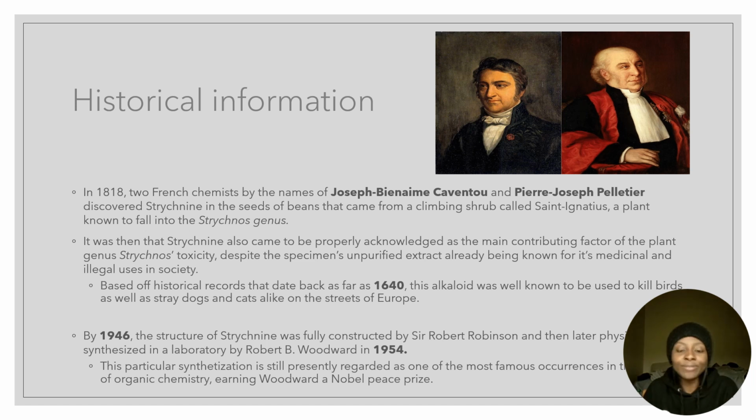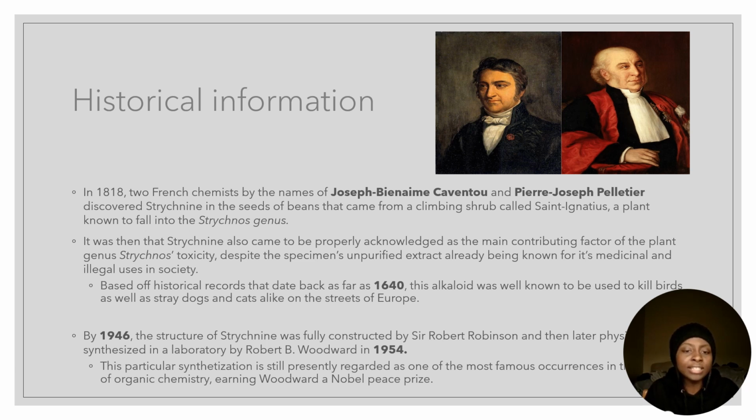Okay, historical information. In 1818, two French chemists by the names of Joseph Bienaimé Caventou and Pierre-Joseph Pelletier discovered strychnine in the seeds of beans that came from this mountain climbing shrub called Saint Ignatius, which was a plant that fell into the Strychnos genus. This is the same plant I mentioned earlier, the Strychnos ignatii.